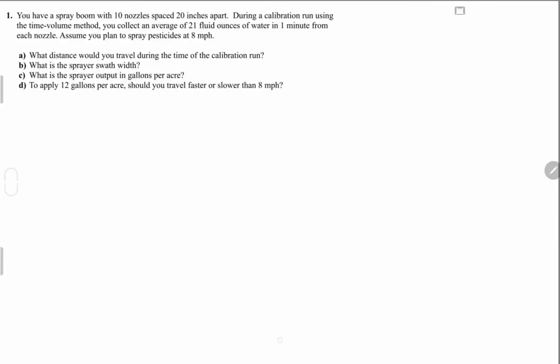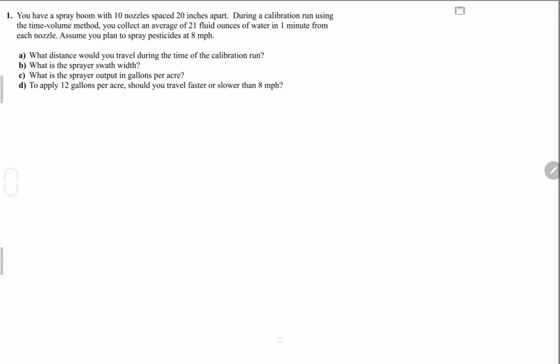So in this problem, we have a spray boom with 10 nozzles spaced 20 inches apart, and we're calibrating this sprayer using the time volume method, where we're collecting the water from each of the nozzles. And then it says we have a plan to spray pesticides at 8 miles per hour. And so with any calibration problem, our goal is to get, in this particular case, gallons per acre. But in all cases, we want to eventually get to volume per unit area. And so that's what we really have to start with, is volume per unit area.